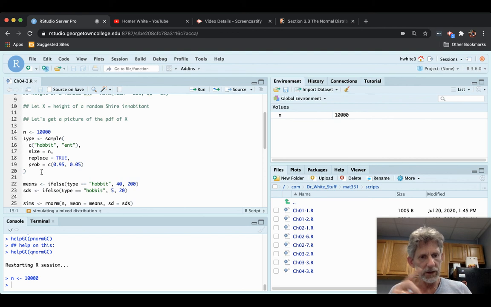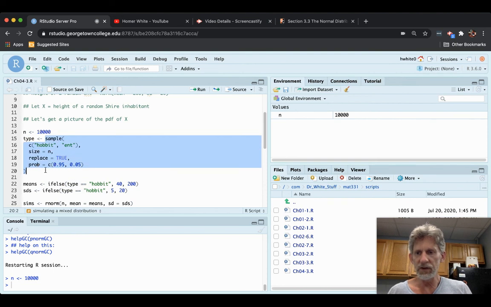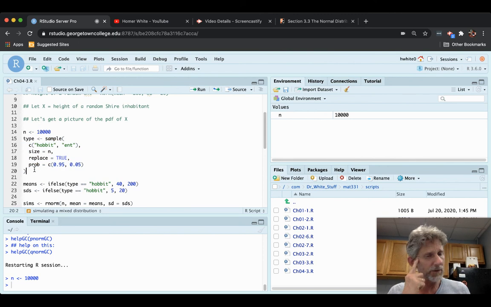And what I first need to do is my conditional work. I'm first going to figure out if the person I pick is a Hobbit or an ent, and then depending on what they are, I'll throw a height out. Okay. So I'm setting up a little vector here called type. And it's going to be the result of this call to the sample function, which if you've not had CSC 115, this might be the first time that you've met it. No, maybe we talked about it earlier. But what I'm going to do is grab randomly from this little vector of two words, Hobbit and ent, n times, size is n.